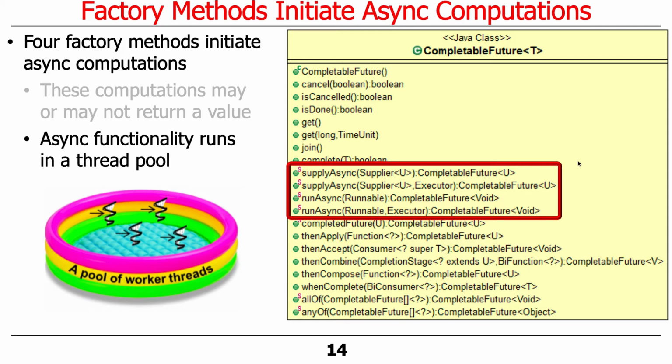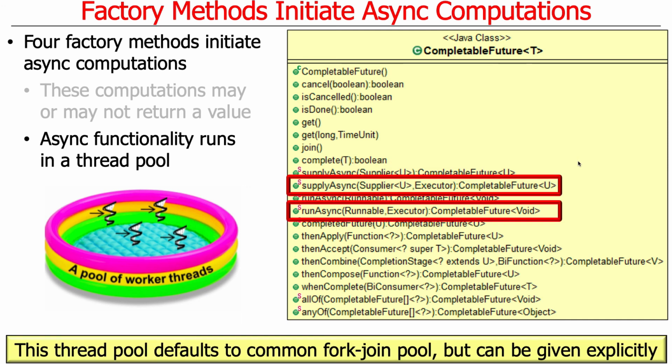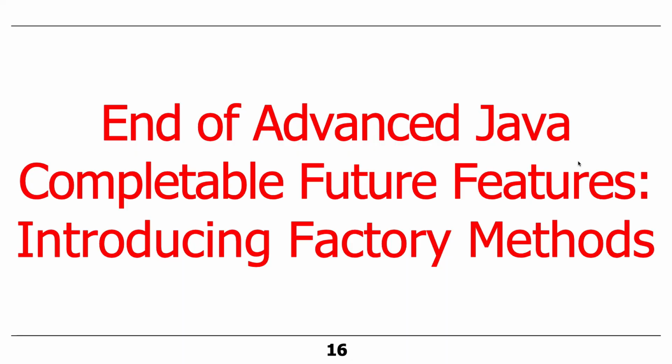The async functionality runs in a thread pool, and you can see there's a couple different variants, as I mentioned before. By default, you get the common fork join pool, but you can also give the executor specifically if you so choose. So that's just a quick overview of the factory methods. I think you'll agree that they're fairly straightforward, and we'll take a look at how to use them in just a second.